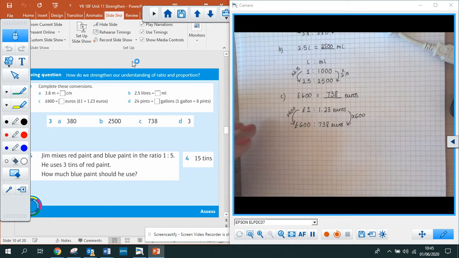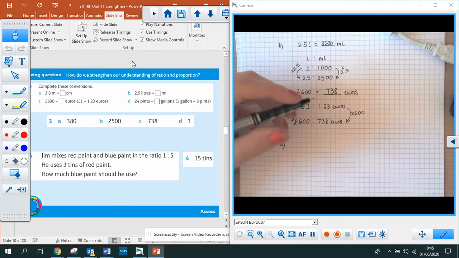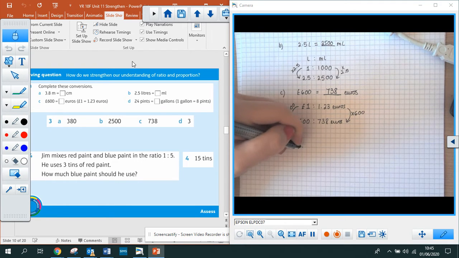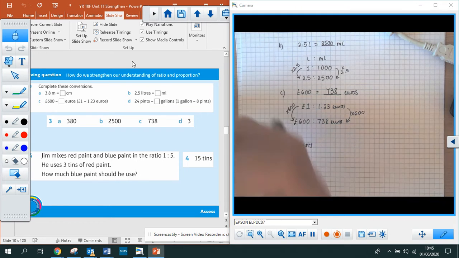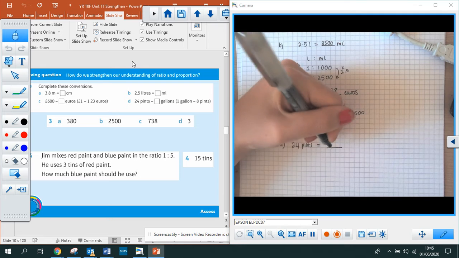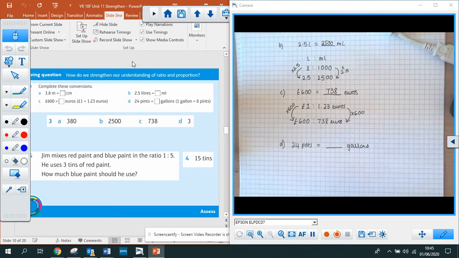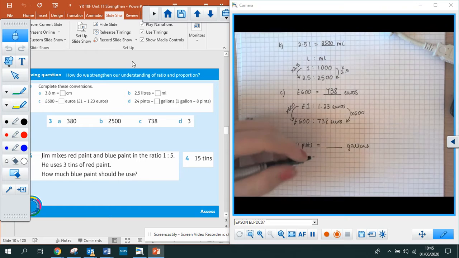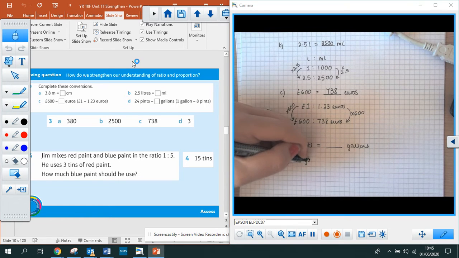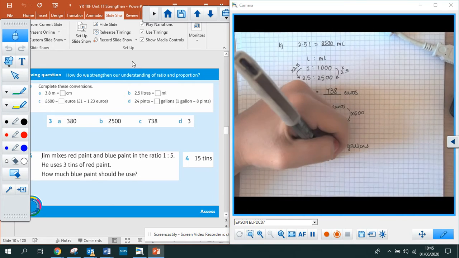Part D. We have 24 pints, and they want to know how many gallons that is equal to. And they've given us our conversion again. They've told us that 1 gallon is equal to 8 pints.